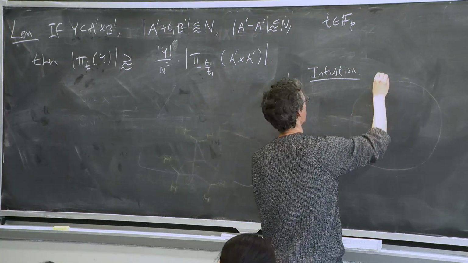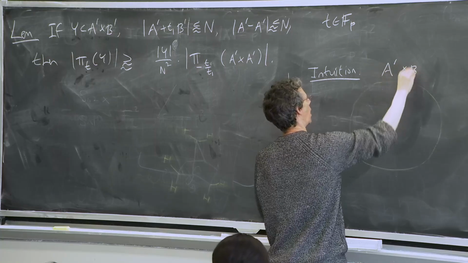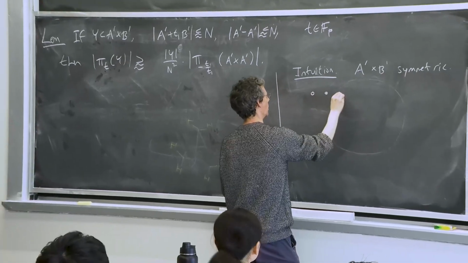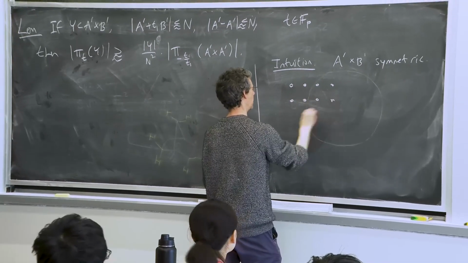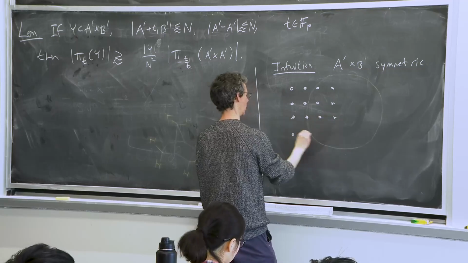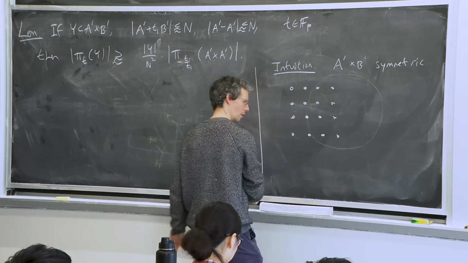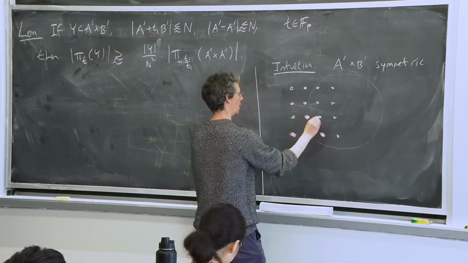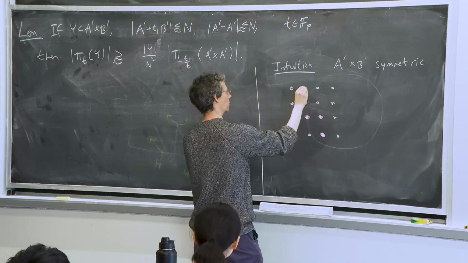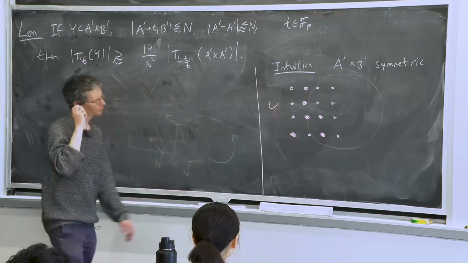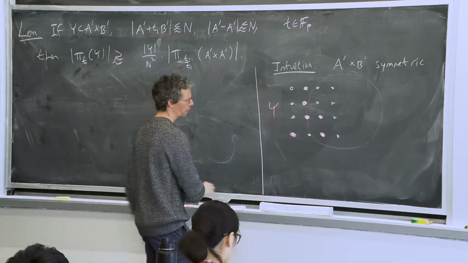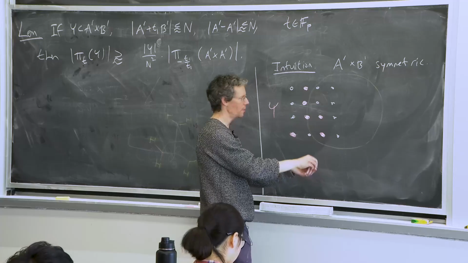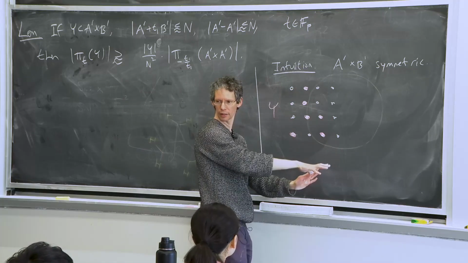So my intuition is that A prime cross B prime is very symmetric. And so let me draw an exaggerated version. Suppose that A prime cross B prime just looks like a lattice. And inside of there, we have some substantial but kind of unstructured set y. So if there were some angle where the projection of y got compressed a lot, I claim that the whole lattice should get compressed a lot.